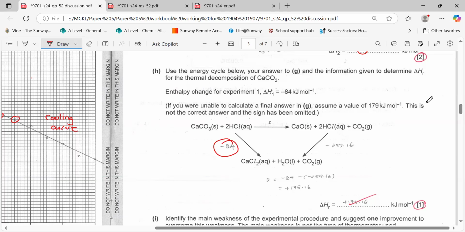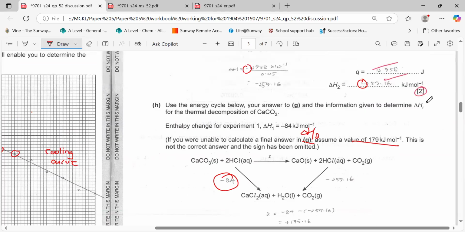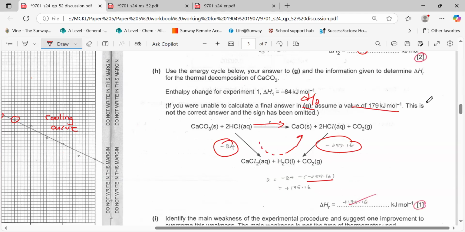And if you are unable to calculate a final answer in G, which is experiment 2, you may assume the value of 179. Okay, but because I managed to calculate the number here, which is minus 259, therefore I put the number minus 259 over here and here. So direct equals to indirect, Hess's law. You should be able to get an answer of positive 175.16.